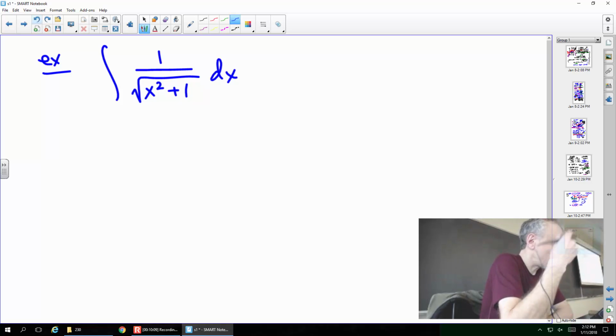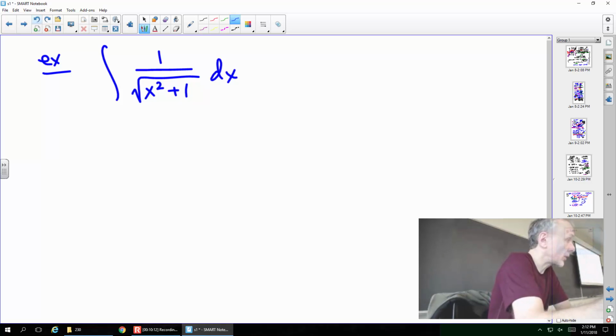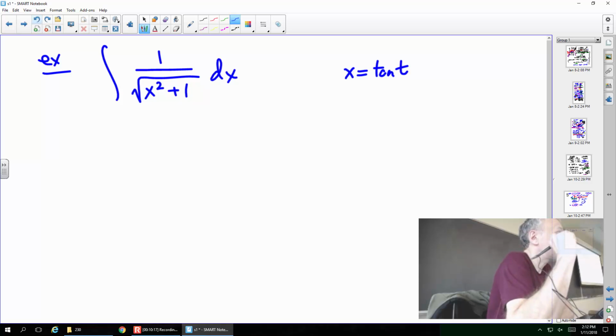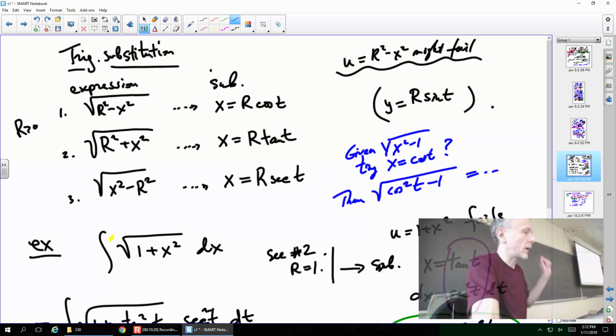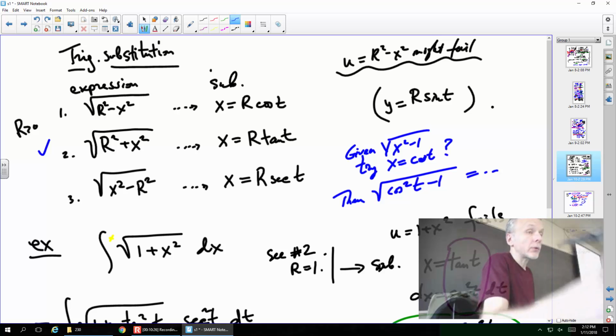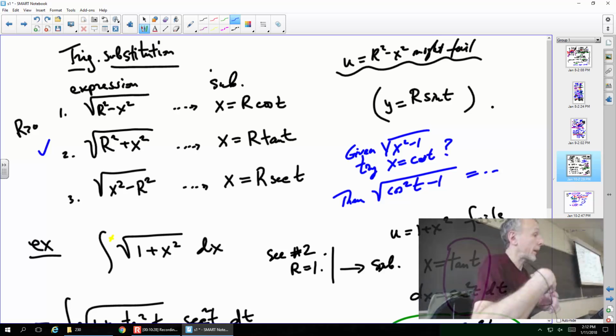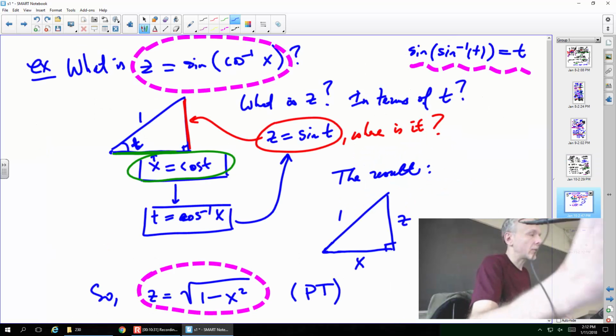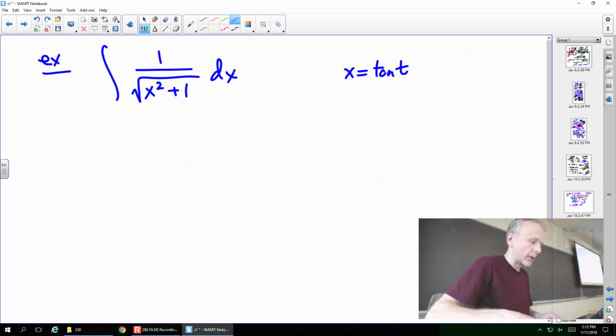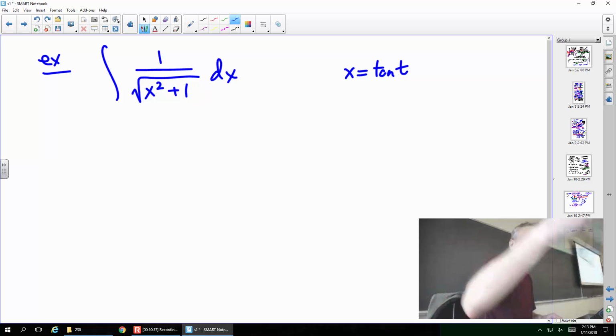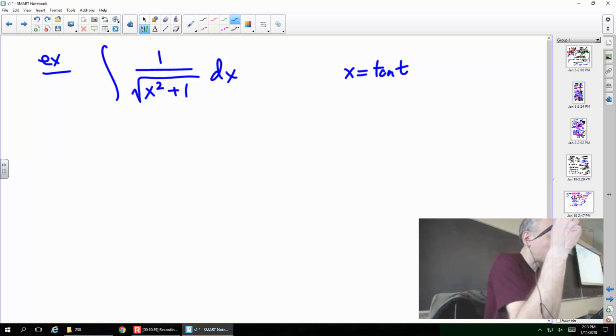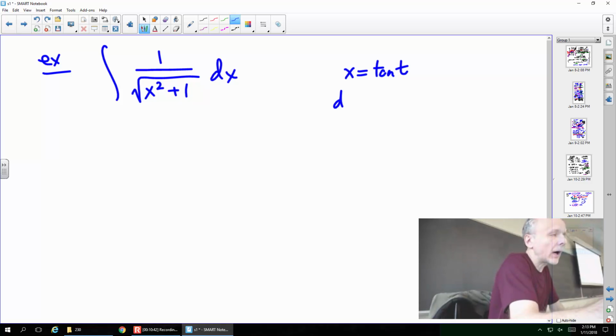Okay, so once again, the cheat sheet suggests that the substitution should be x equals tangent t, right? Because once again, where's that list over here at the top? So this is where we are. So tangent is the substitution. Tangent is a little more complicated than cosine. It's sine over cosine, so the derivative is complicated. Okay, so x is tangent t. dx, this part we already did, so it is secant squared t dt.